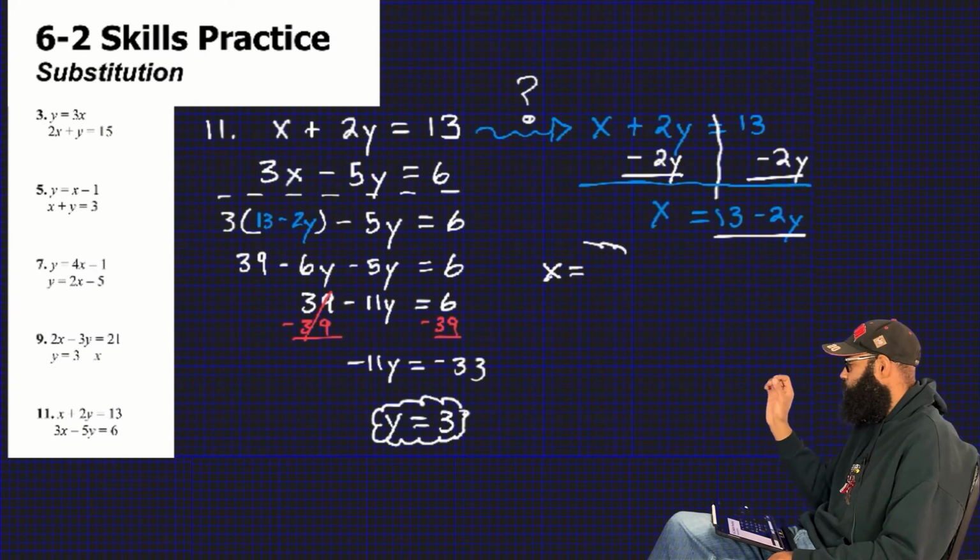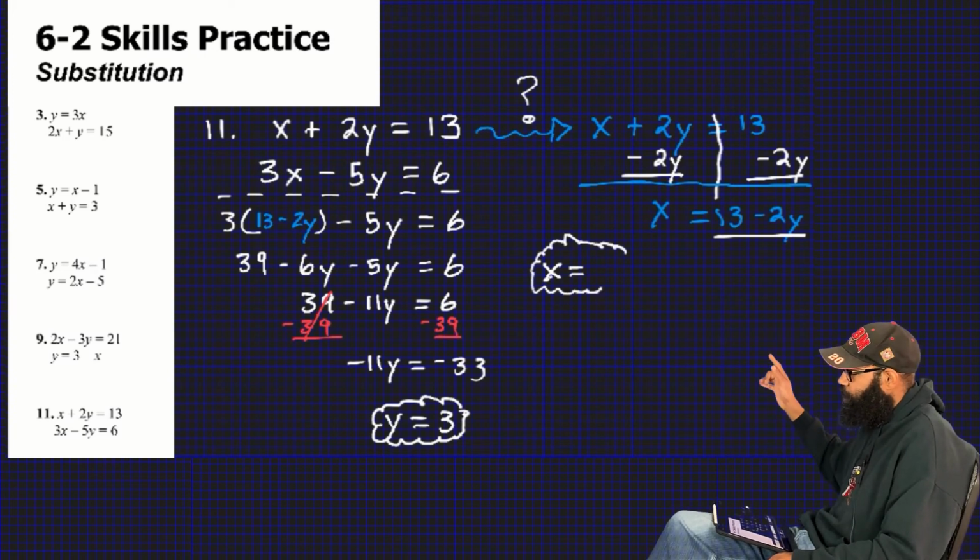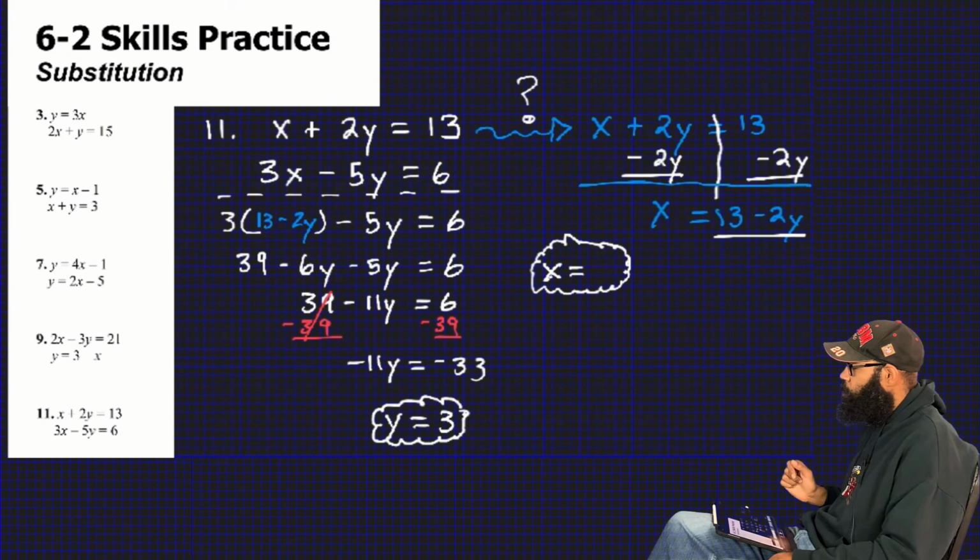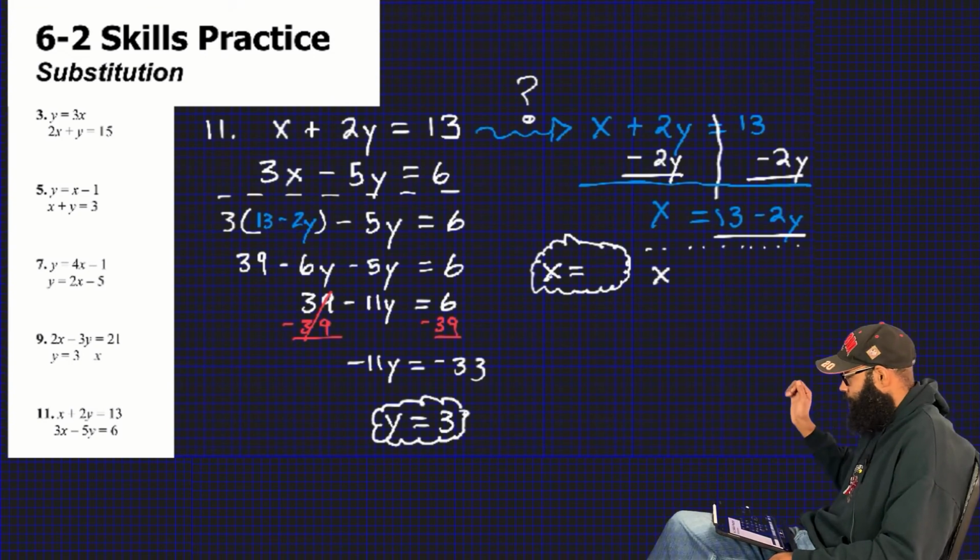And the beauty, guys, is we can now go right back to what we said x equaled. And say, well, x equals 13 minus 2 parentheses.